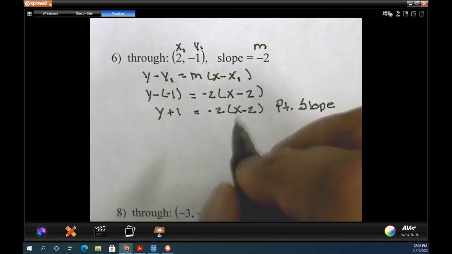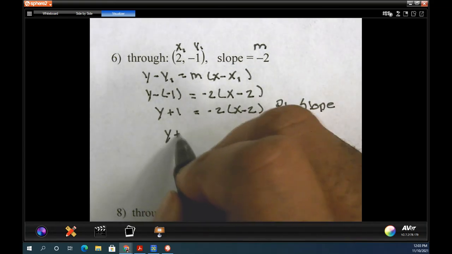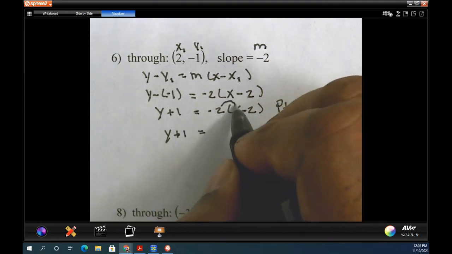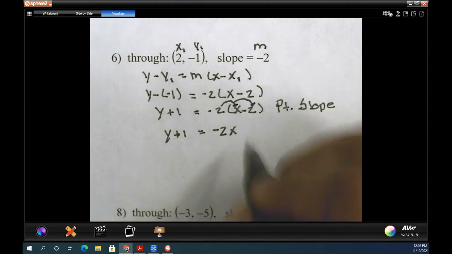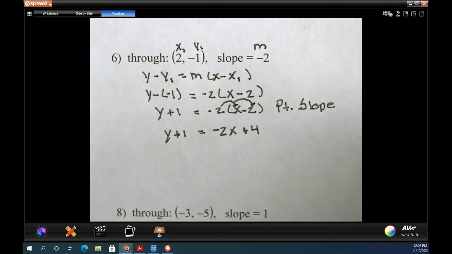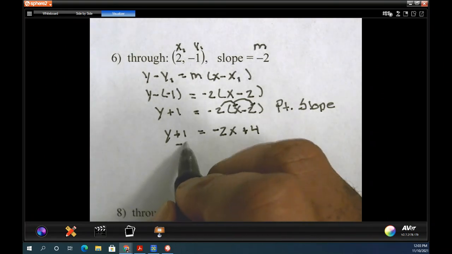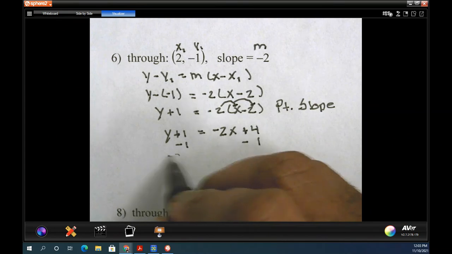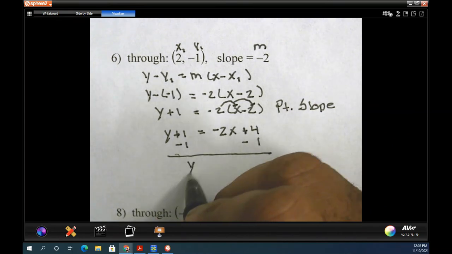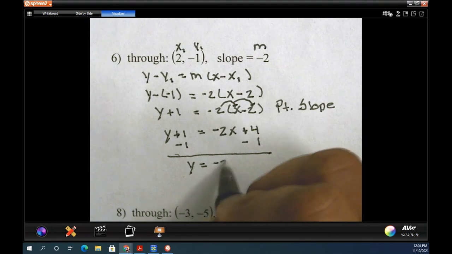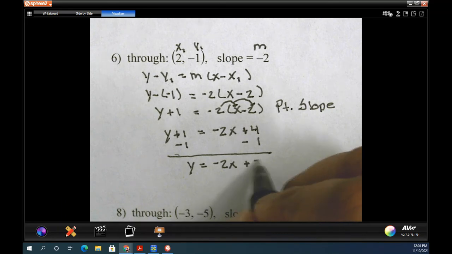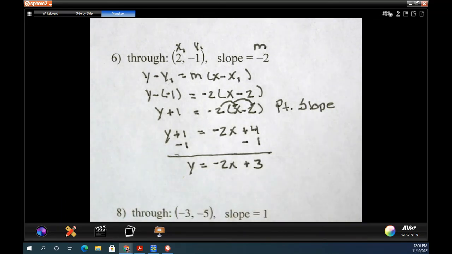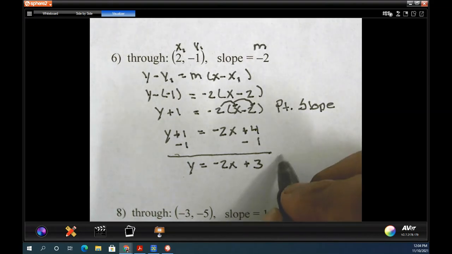Now, distribute. Rewrite the left. Y plus 1, negative 2 times x is negative 2x. Negative 2 times negative 2 is positive 4. One last thing to do, subtract 1. So it becomes y equals negative 2x. 4 minus 1 is 3. That's it. Slope-intercept form.